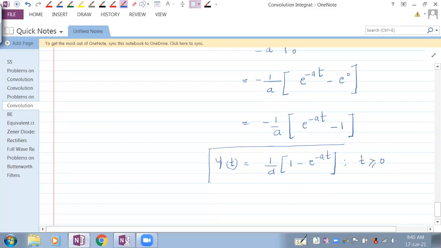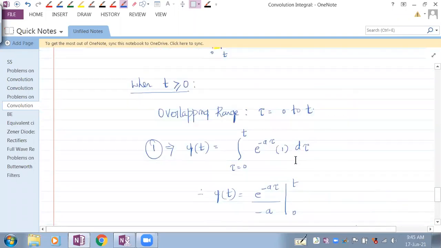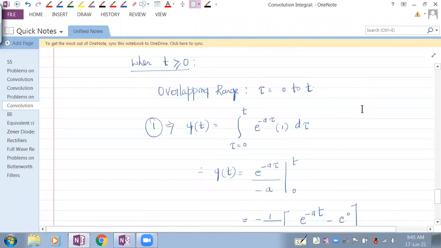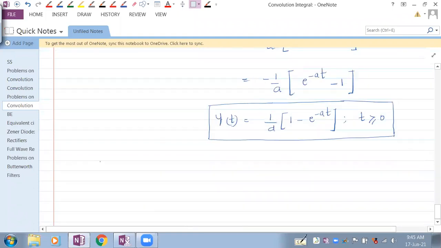So have we covered the whole range in 2 cases? Yes, we have covered the whole range. From 0 to infinity, it is this. From minus infinity to 0, it is this. Understand that? So let's summarize the result. y of t is 0 for t less than 0, and it is 1 by a times 1 minus e power minus a t for t greater than or equal to 0.